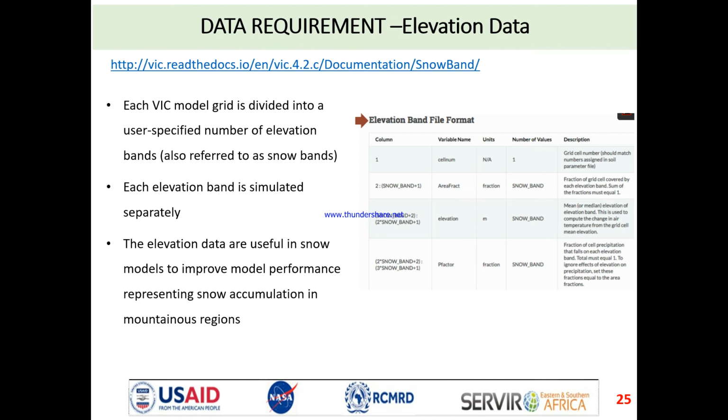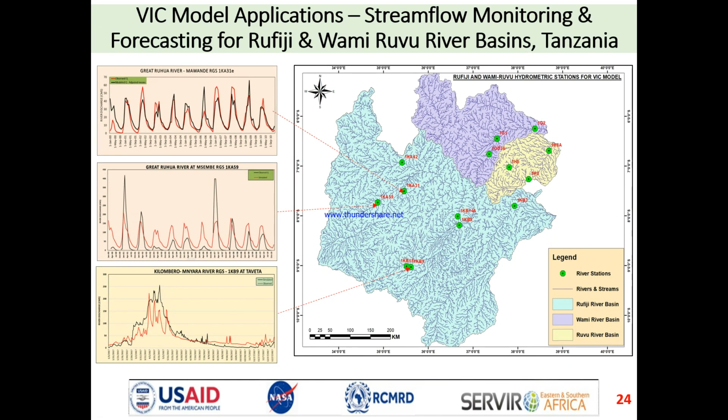We have talked about snow and elevation bands, and how the temperature transition is playing there. You need to know that each elevation band is simulated separately, and the elevation data is useful in determining what the snow band is. I've provided some tables there showing how the information file is coded into the model.